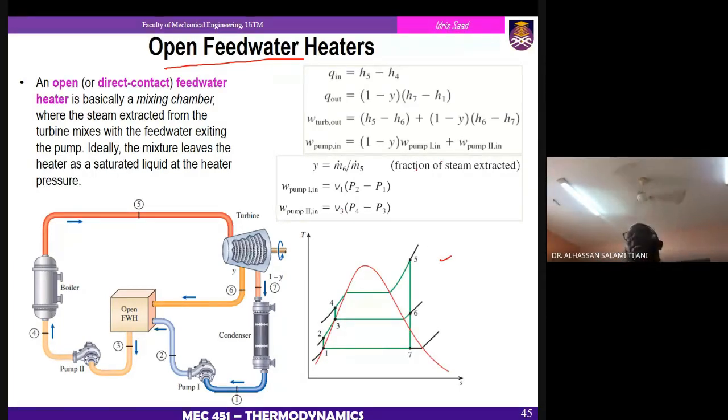Okay, this particular side. So we can have two turbines, one pump, and so on. And one turbine, one pump, but with a feed water heater, I think there wouldn't be any question on that. But again, it is worth knowing, so we need to know something on that. So here we have an open feed water heater.